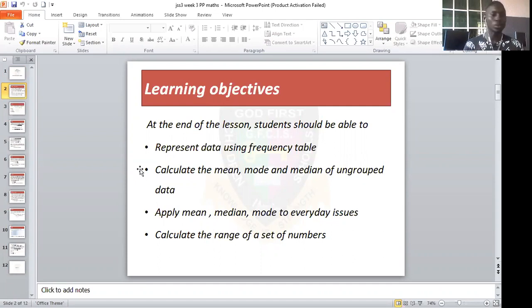A frequency table. So you calculate the mean, median, mode of ungrouped data, that is raw data, apply mean, median, mode to everyday issues, and calculate the range of a certain set of numbers. What is the range? This is the difference between the highest number or highest data given and the lowest data given. So the subtraction will give you the range. So let's go to the topic.